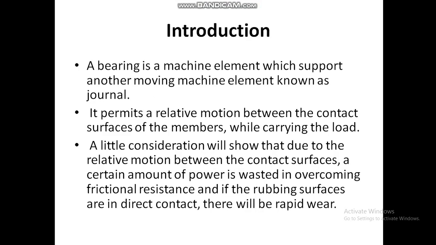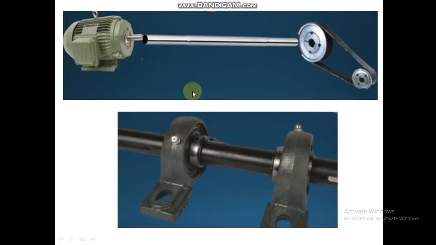So first of all we need to understand what is a bearing. A bearing is a machine element which supports another moving machine element known as journal. What does it mean? For example, there is a shaft here which is used to transmit power from motor to the pulley. This shaft has to be supported, and the function of a bearing is to support the shaft so that the shaft may not get deflected.